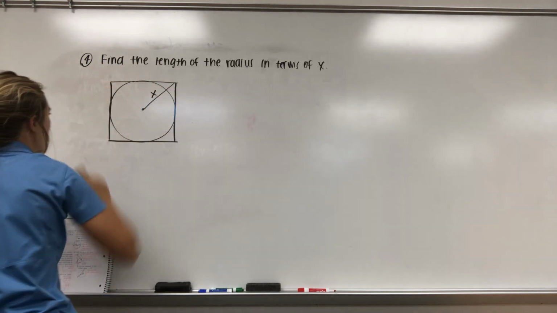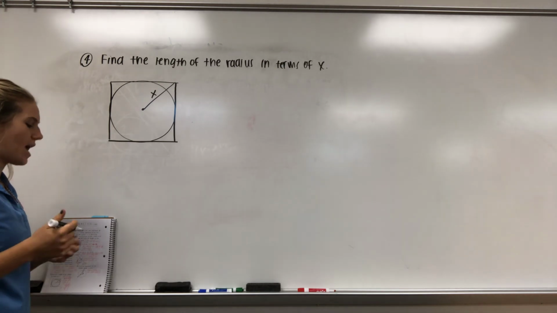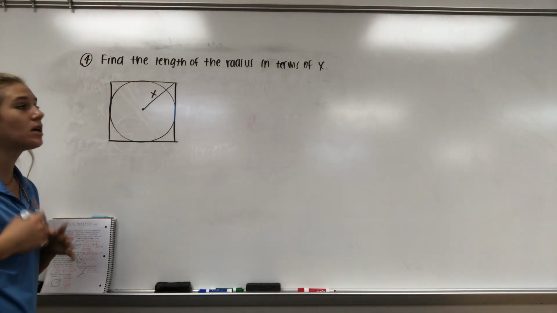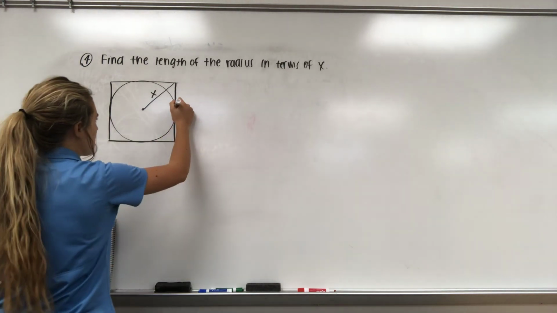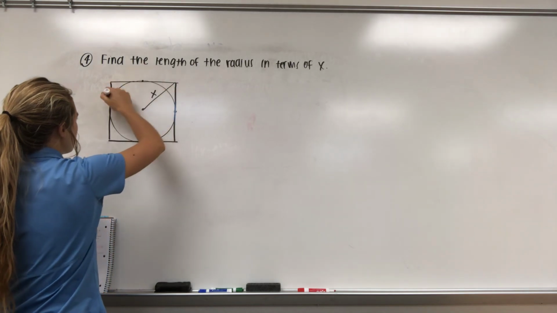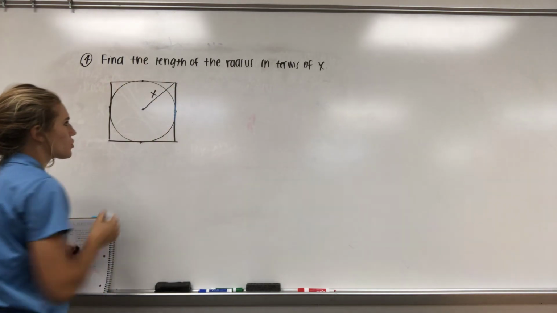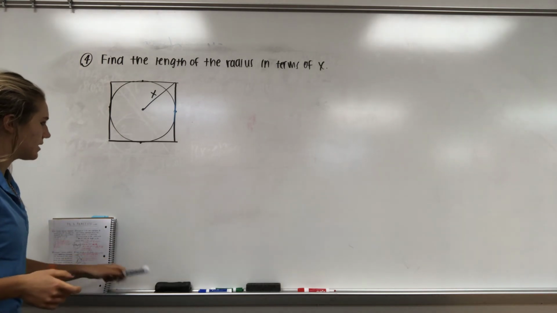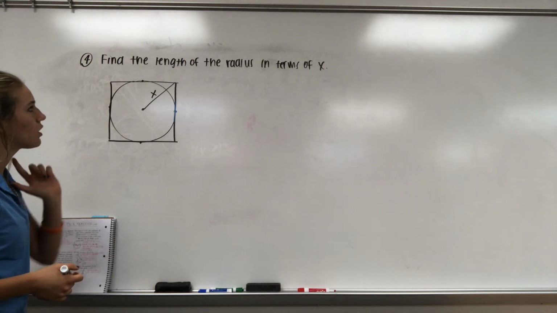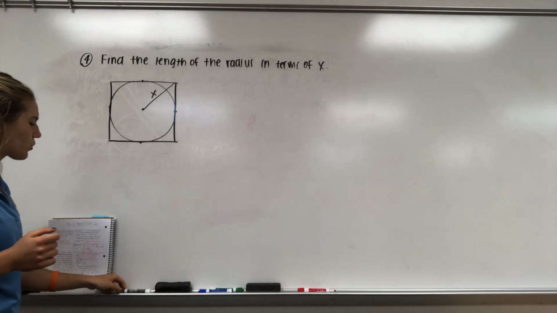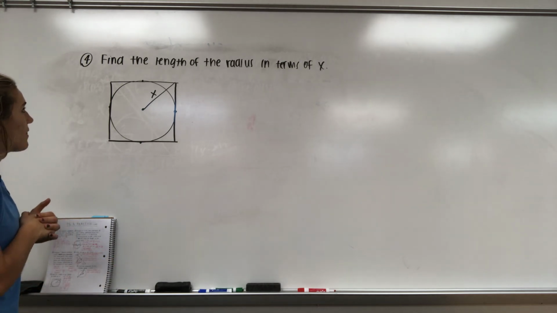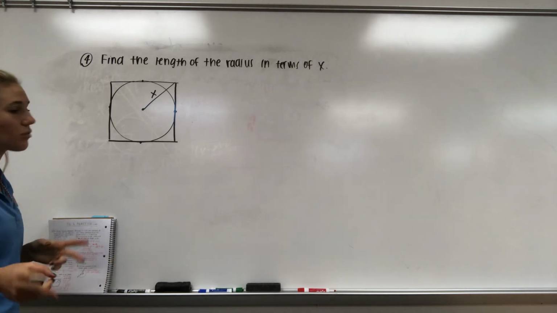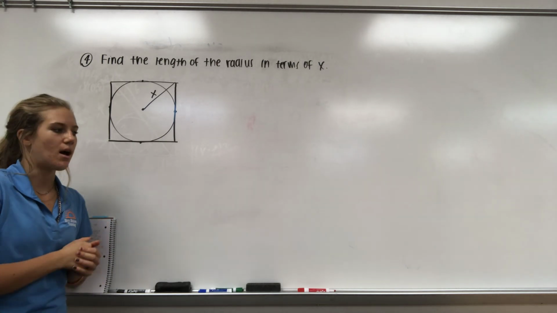Okay, so here we have a circle enclosed by a square, and it's going to be tangent to the square on all those 4 points, and it gives us a distance from the center of our circle to one of the vertices of our square, and it just calls that x, and then it wants us to find the length of the radius in terms of x.